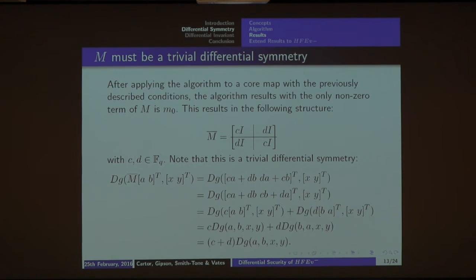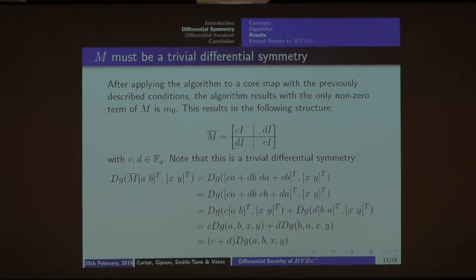However, when we extended it to HFEv, we no longer got just a nice basic structure of a diagonal matrix. Actually, since we restrict ourselves to analyzing M00, M01, M10, M11 block matrices at a given time, you end up with a block diagonal matrix. And it's not as clear that this actually is a trivial differential symmetry when you have the coefficients C and D being from the base field.